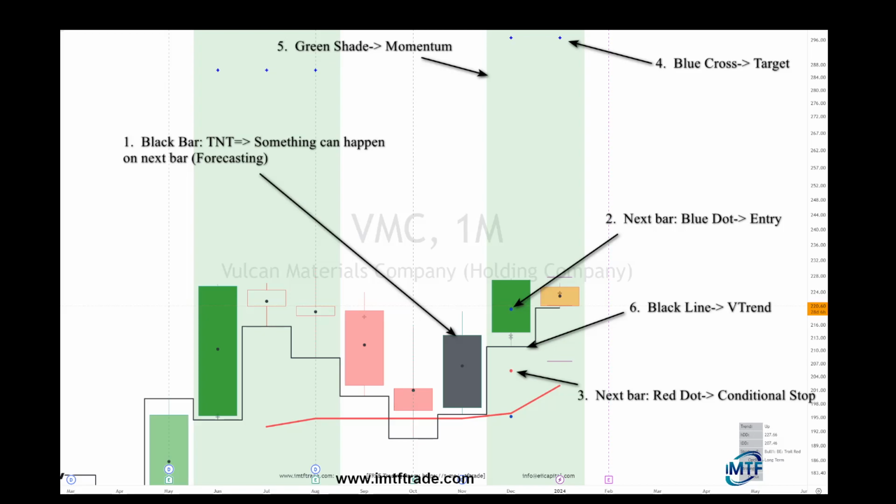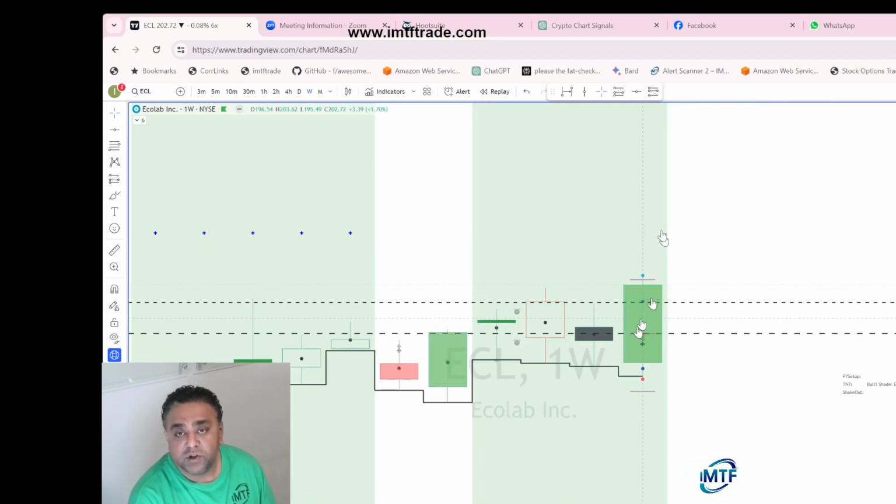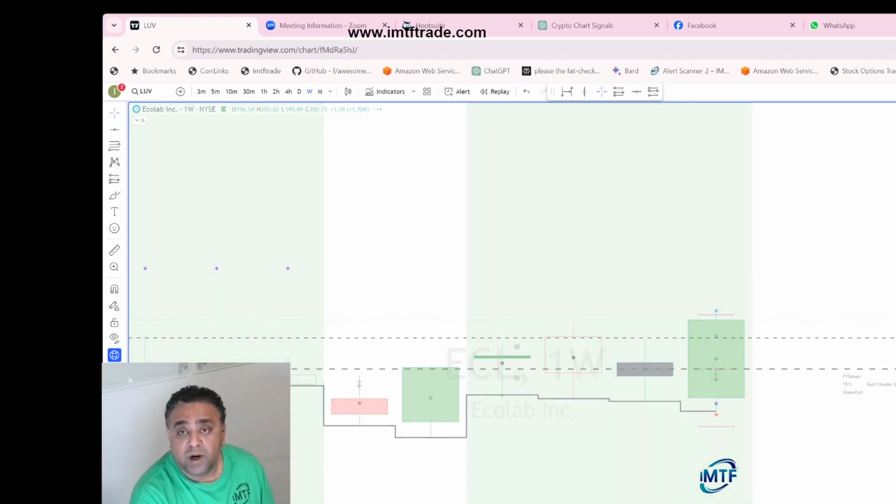So let's go through and now look at all the weekly TNTs. These are weekly TNTs that we saw last weekend. We ran our scanner. We had a list of all the opportunities out there, and let's show the results. So here's ECL first. What we're looking for is a TNT, the previous bar, which is right there. And then what you're looking for is a green shade to buy, red shade to sell. This one had a shade, so you would enter at this blue dot there. Your conditional stop would be there. At the end of the week, this is profitable. So that's a profitable trade.